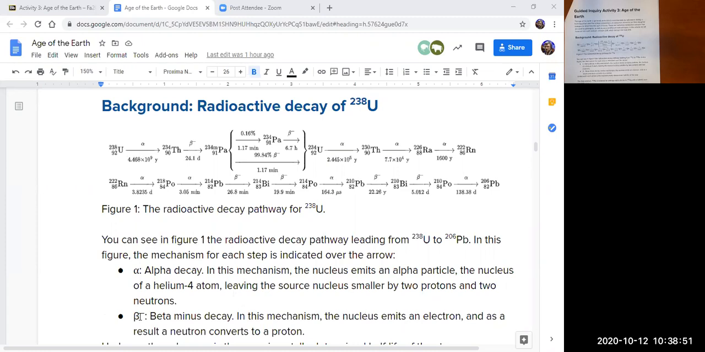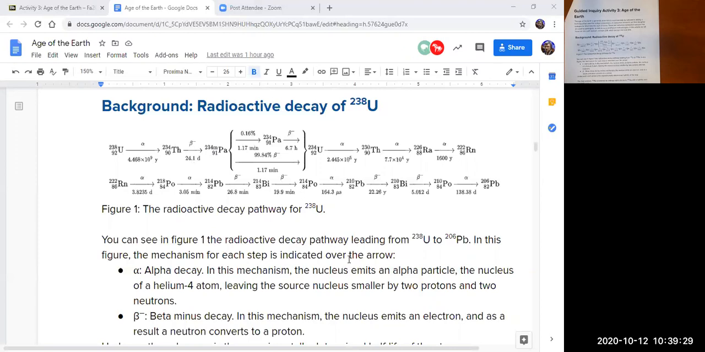Beta decay, or beta minus decay, has the nucleus emitting an electron, which turns a neutron into a proton. So what's happening here is that the mass stays the same because the mass of the electron is negligible compared to the mass of the nucleus. But the number of protons goes up by 1 from 90 to 91, but the number of neutrons goes down by 1, which we see by the mass staying the same. Okay, so that's what the 2 processes are.